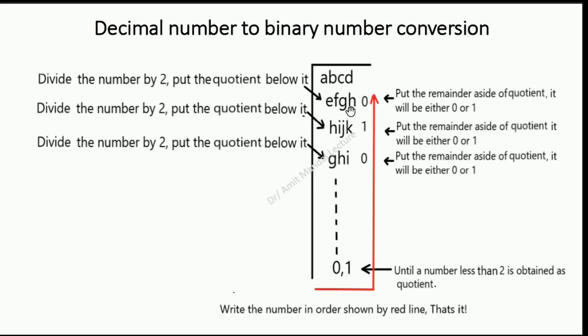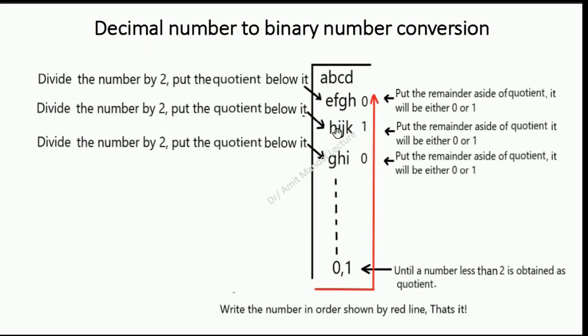Now this is the quotient. Now take this quotient and divide it by 2. Again you will get a new quotient, suppose that is hij. So put that quotient below this quotient, and the remainder to the right hand side of this. Again take this quotient and divide it by 2, you will get a new quotient. Again put it below this hij. Suppose that is ghi, and whatever remainder is there, put it at the right hand side, like this.